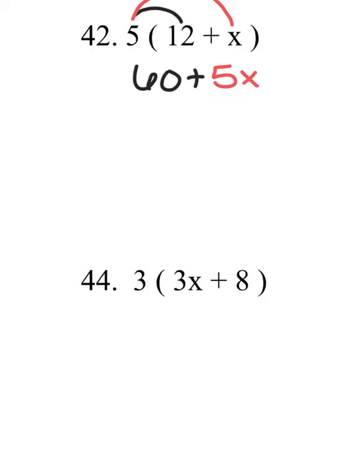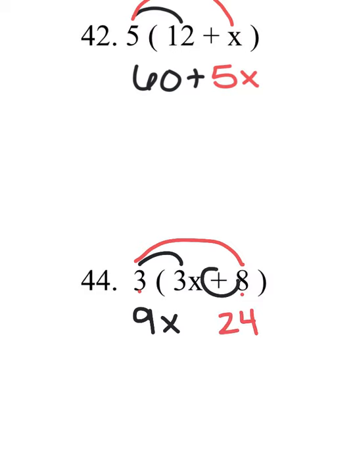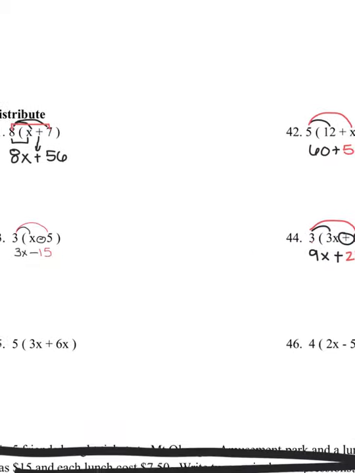For 44, again, draw my arrows. 3 times 3x. We're going to do 3 times 3 is 9 and bring down the variable. And then we'll do 3 times 8, which is going to give us 24. And then I'm going to bring down what I'm doing in my parentheses, which is adding. So we have 9x plus 24.